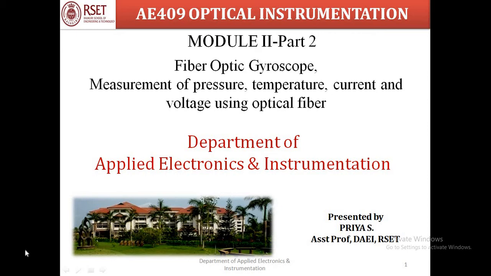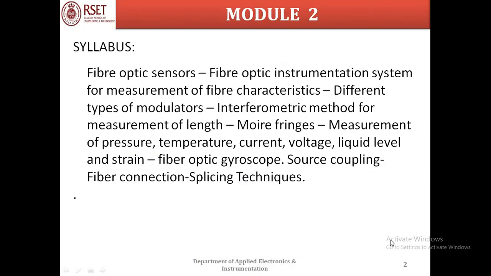Today, I am going to deal with the topics fiber optic gyroscope and then how we can use optical fiber for the measurement of pressure, temperature, current and voltage. This comes under Module 2 of Optical Instrumentation for S7 Applied Electronics and Instrumentation.